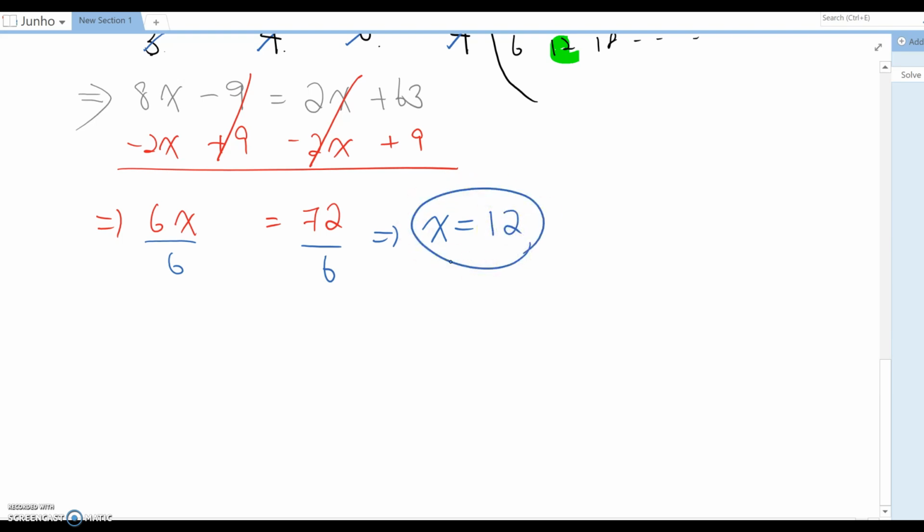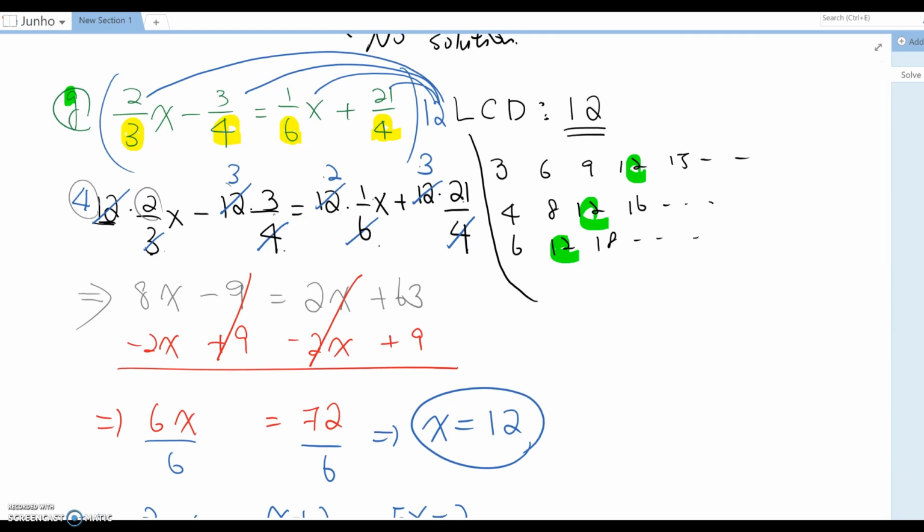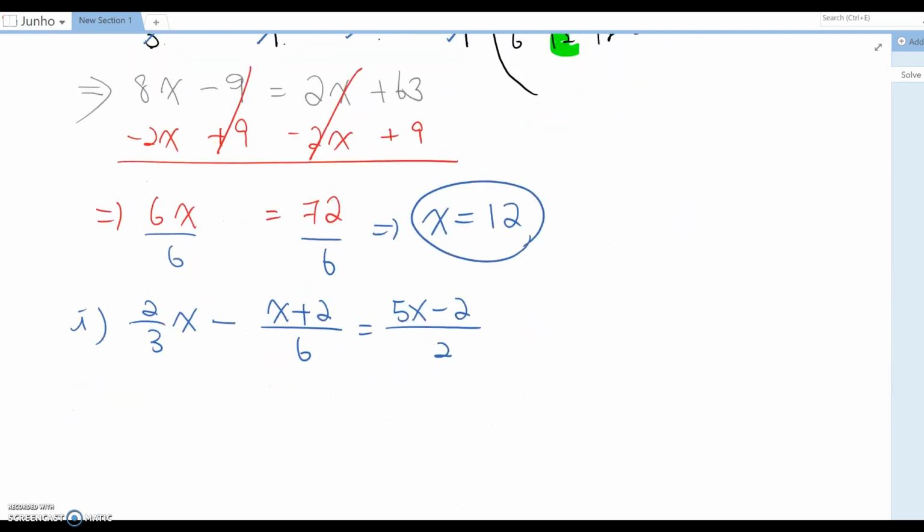Okay, and so next one is I. So 2 over 3x minus x plus 2 over 6 equal to 5x minus 2 over 2. As I told you, we have another way to solve this problem. In the last case we used the LCD, but for this problem I'm going to introduce a different way to do it, because some of you have some difficulty finding the LCD. Of course, if you can find it, that will be great. But if not, then you may consider this method.